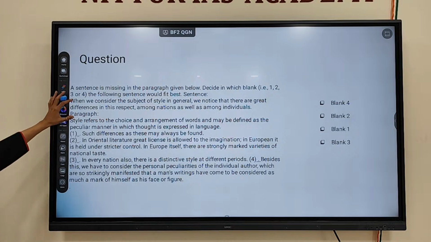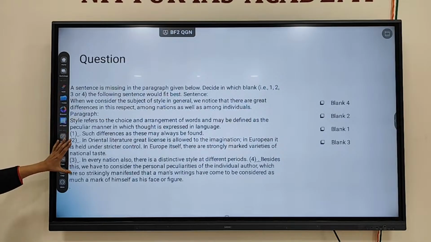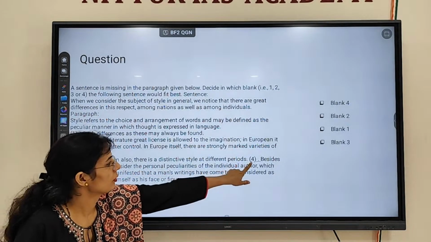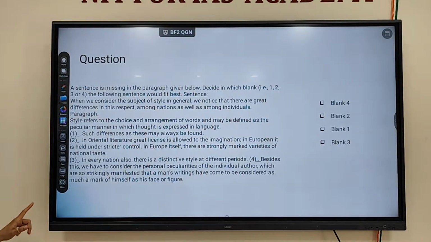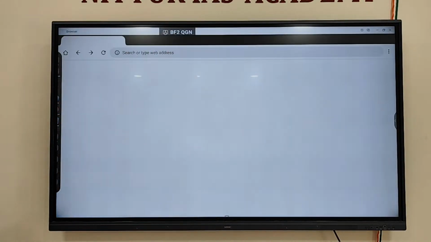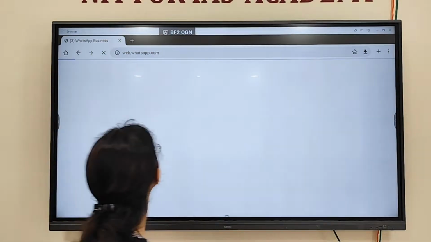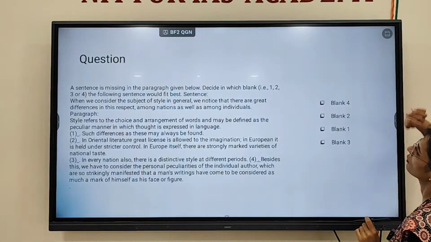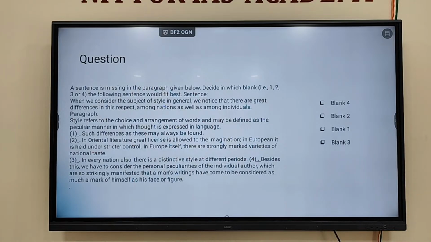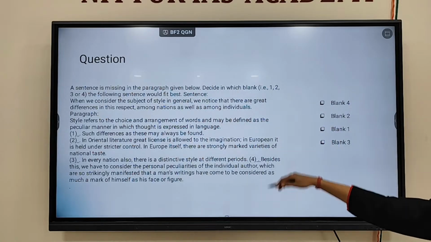So this is the opening sentence, and these are the 4 options. Okay. Sorry, what happened? Yeah. When we consider the subject of style in general, we notice that there are great differences in this respect among nations as well as among individuals. Okay. Now the next sentence we need to find out.